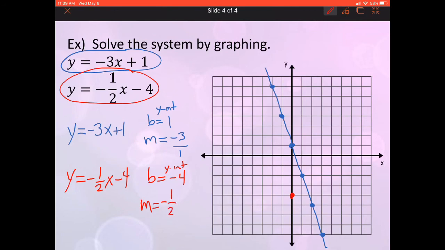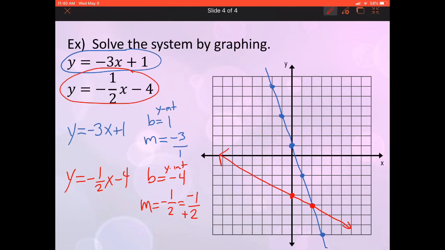Now be careful because the negative's in the middle. So what I'm going to do is write it so the negative is with the top number only. So the bottom number is now positive. So that means I'm going to go down 1, right 2. And all of a sudden they intersect that quickly. So you don't have to draw any more points. Go ahead and draw your line. And let's see where they intersect.